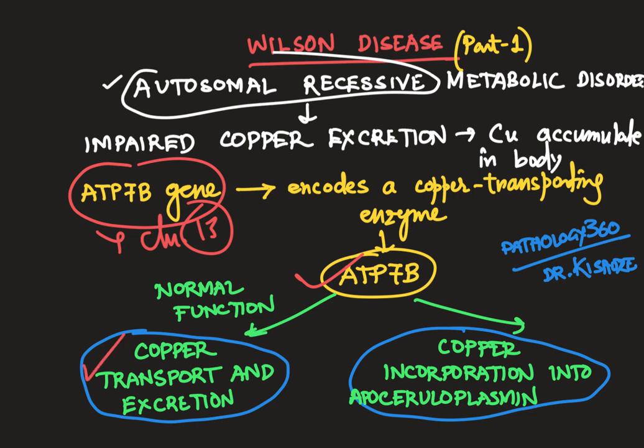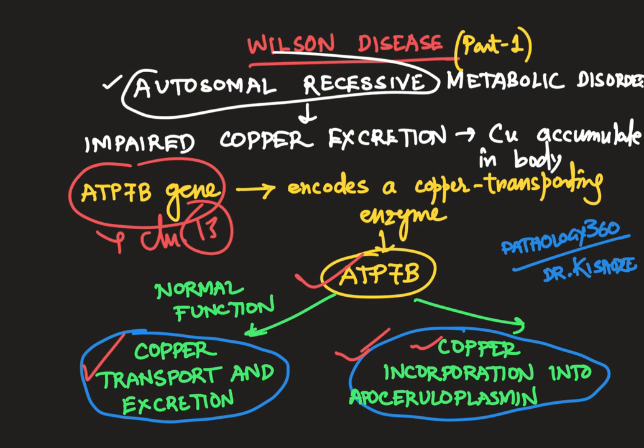And second, it also does an important work. It packages or incorporates copper into apoceruloplasmin to make ceruloplasmin, which is a copper binding protein. And this ceruloplasmin is important for transporting copper in the blood and is involved in iron metabolism. So in this way, the ATP7B protein is protecting us from copper toxicity by facilitating the excretion of the excess copper. It helps protect us from the toxic effects of copper buildup.